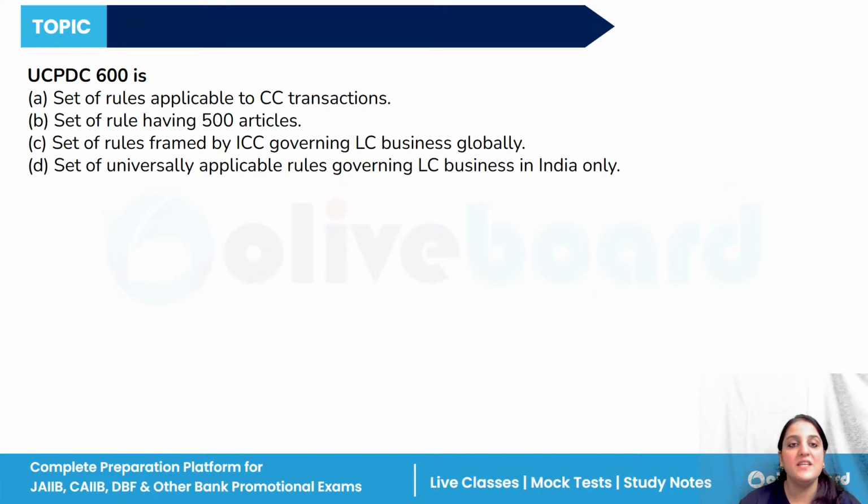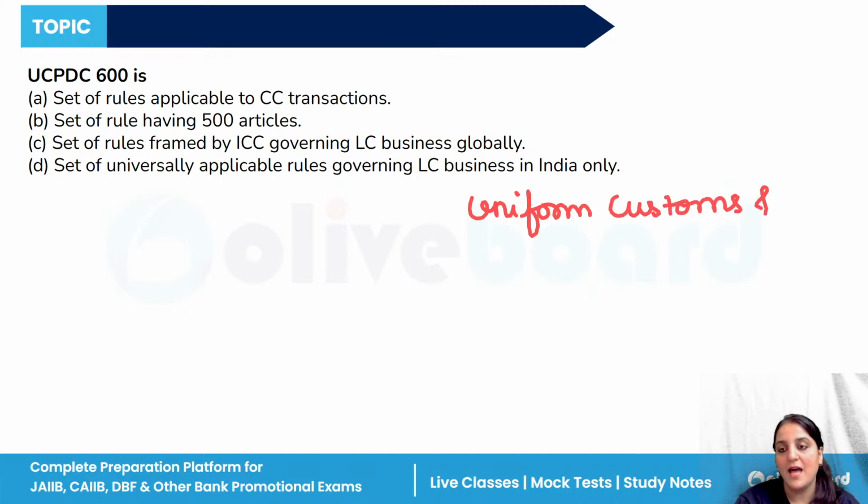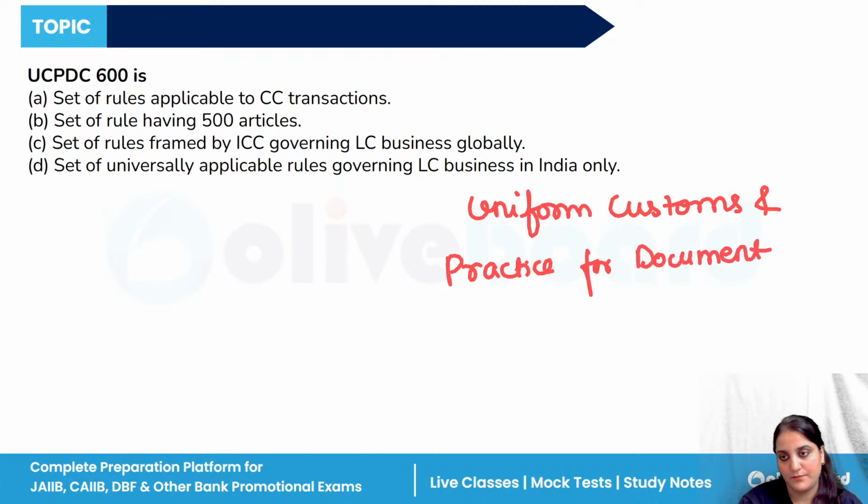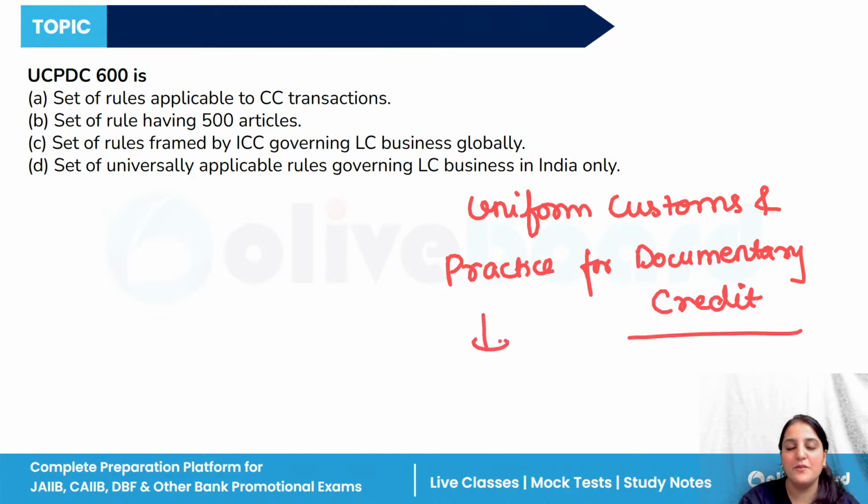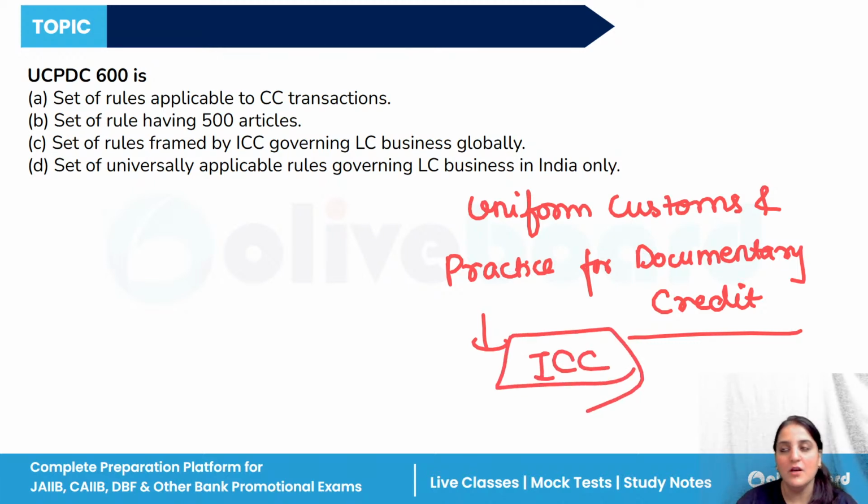Now, UCPDC 600 is uniform, sometimes full forms can be asked, customs and practice for documentary credits. Basically, it is a set of rules developed by the ICC, International Chamber of Commerce, that governs letter of credit which is used in international trade.